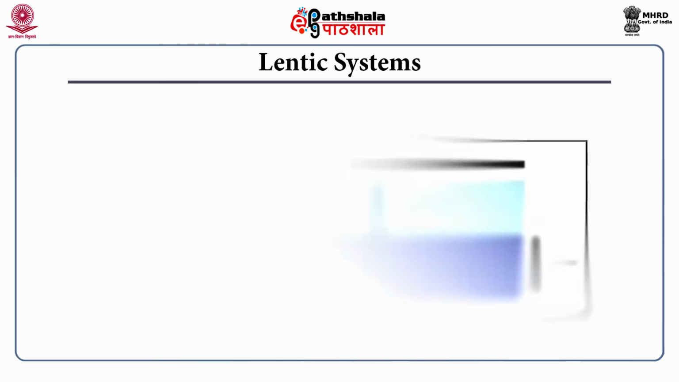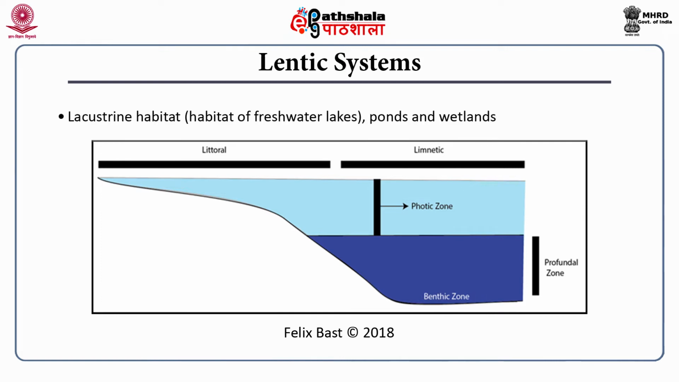Now, if you look at the lentic system, the lacustrine habitat, or the habitat of freshwater lakes, ponds, wetlands and so on, can be divided into different zones. The zone quite near to the periphery of the lake or pond is known as the littoral zone, while towards the center of the pond or lake is known as the limnetic zone. The littoral zone tends to be shallow in depth and very near to the coastal region, while the limnetic zone tends to be deeper.